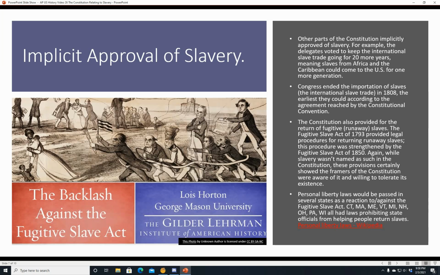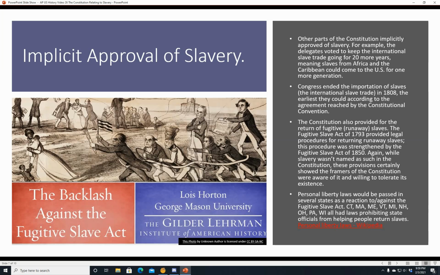So other parts of the Constitution also implicitly approved of slavery, which it should have because it was legal. So unless they were going to make it illegal, they would have to approve of slavery. I don't mean that it should have approved of slavery and that slavery was a good thing, but if they were going to keep it on, obviously they would have to approve of it, otherwise they'd have a problem. Slavery was evil and nasty, and I hate it, as you should be able to tell from listening to this.